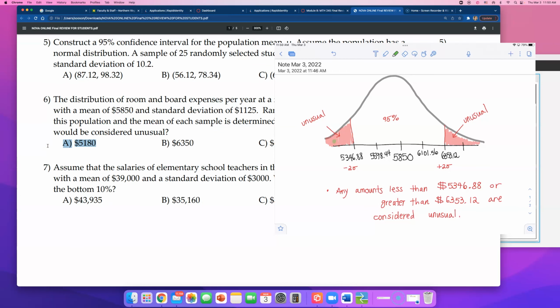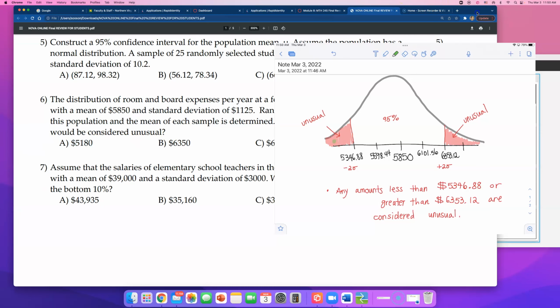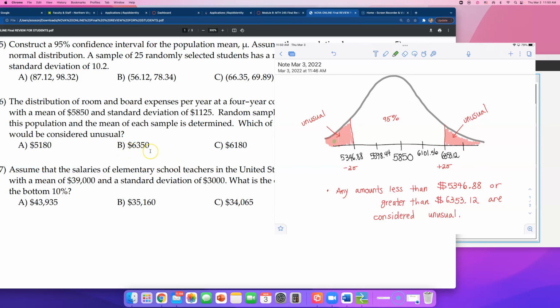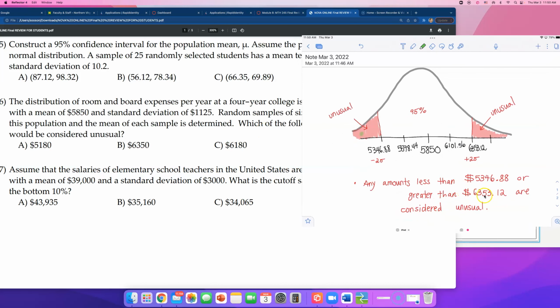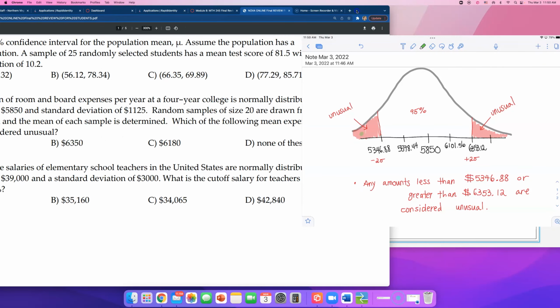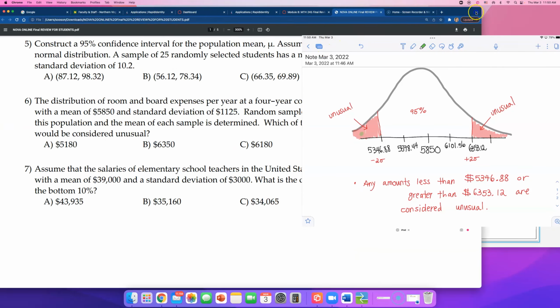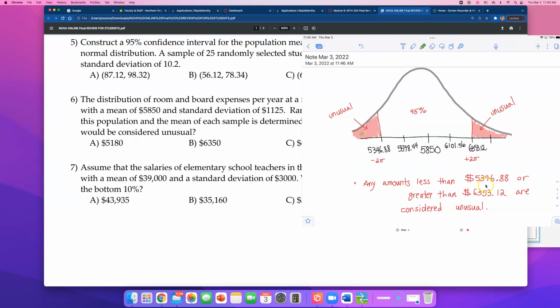I think I'm done, but let's check the other ones too. If you take a look at 6350, that's in the white area, so that one's okay. It was getting close to the upper limit, but that's okay. What about 6180? That's around here, so that's okay too. It's not greater than 6353. The last choice was none of these. But remember, the first one, 5180, is definitely less than my lower limit on this 95% interval. So the answer is A.